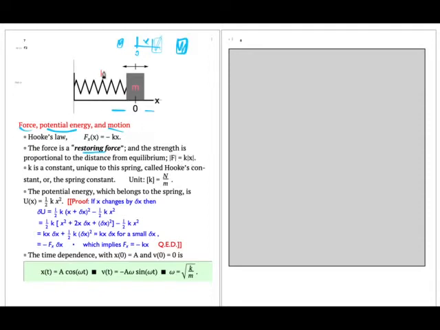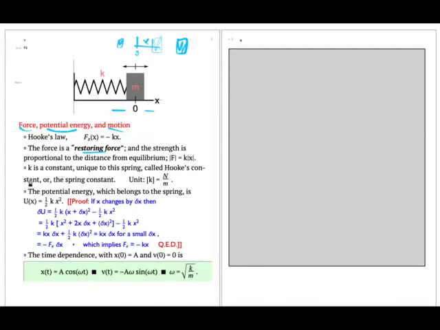Now k here is a constant which is unique to this spring. Every spring has a value of k. And if you have 2 different springs, there'll be 2 different values of k. In other words, k is not some sort of universal force. It depends on what the spring is. It depends on what it's made of, how thick it is, how strong the steel is, how tightly it's wound, all that kind of thing. So k is not a universal constant. It's just a constant that characterizes the spring that you're talking about.